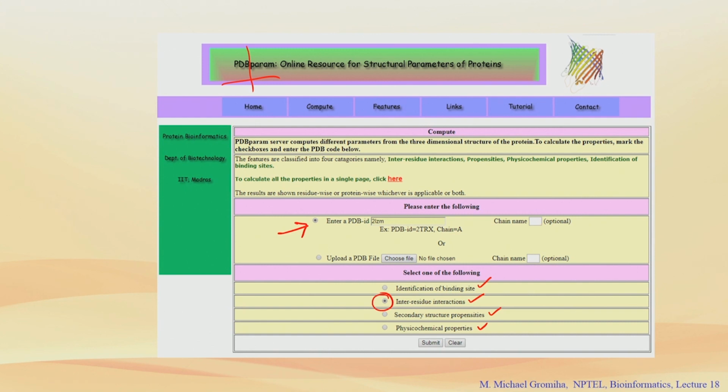If you give the chain ID, it will calculate only for the particular chain. If the chain ID is not specified, then it will calculate for all the chains. Either you can use the PDB ID or you can upload the file in the PDB format.